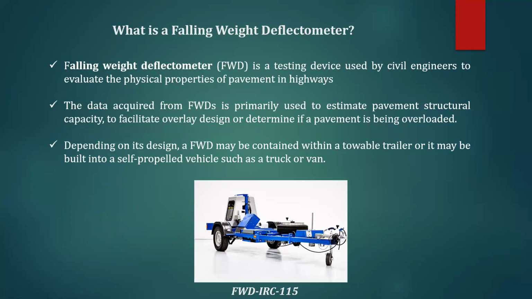So what is falling weight deflectometer? First of all, it is a testing device used by civil engineers to evaluate the physical properties of the pavement in highways. The falling weight deflectometer is used for highways. Similarly, we have the heavy weight deflectometer for airport pavement design, and for low volume roads there is another equipment called a lightweight deflectometer. Ultimately, we want to assess the physical properties of the pavement. What are the properties of the pavement, especially? Nowadays we have the elastic modulus or resilient modulus.